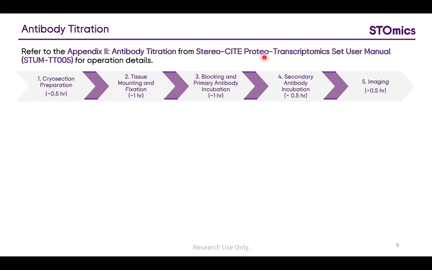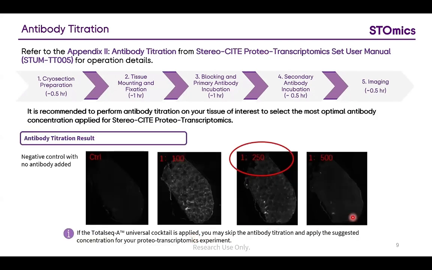And here is the result of antibody titration. Normally for antibody titration, we will have 4 sections, including 1 negative control with no antibody added, and the 3 concentrations tested. The gold standard for selecting the most optimal one is the lowest concentration with sufficient fluorescence across your tissue.